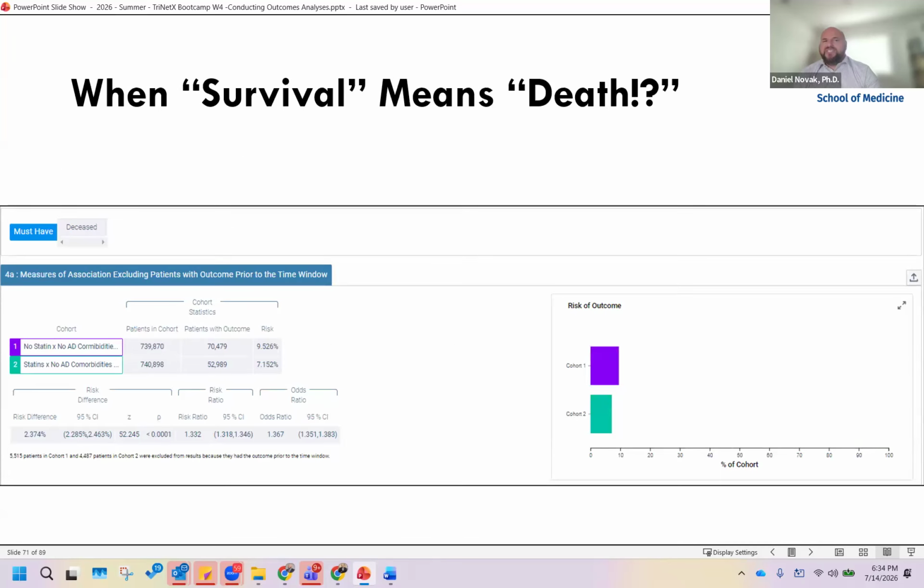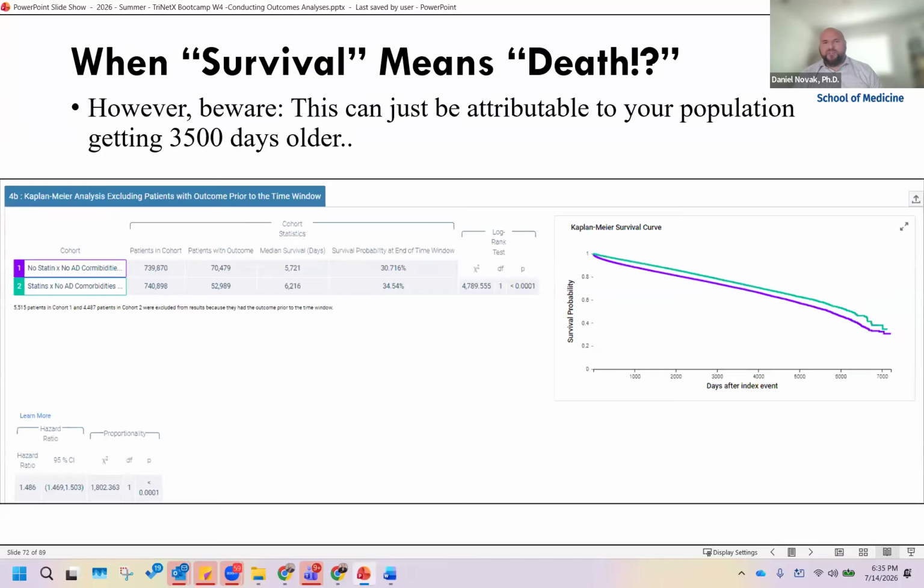All right. Just to make things more confusing, there can be a time where survival means life or death. That's when your outcome is being deceased, right? So in this case, in our cohort, 9% of people in the no statin group died during the study period, and 7% died in the statins group during that time. And then here you can see, over time, this is the percentage of people who are dying, and you can see these factors.